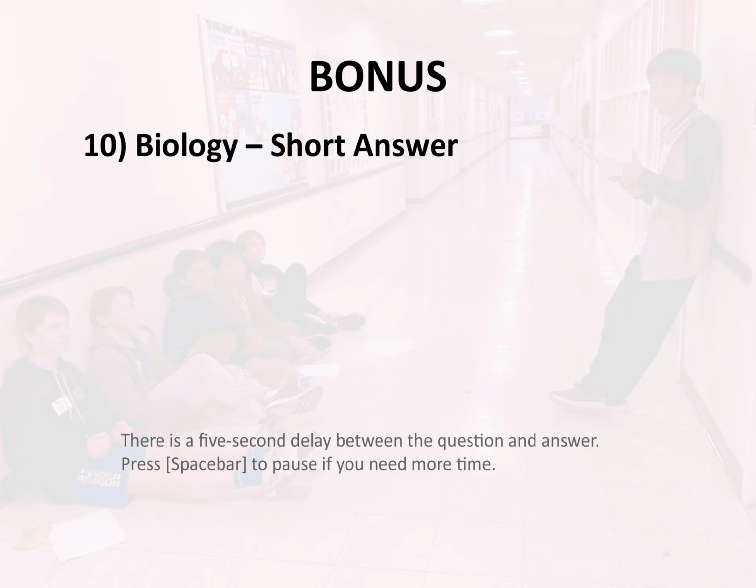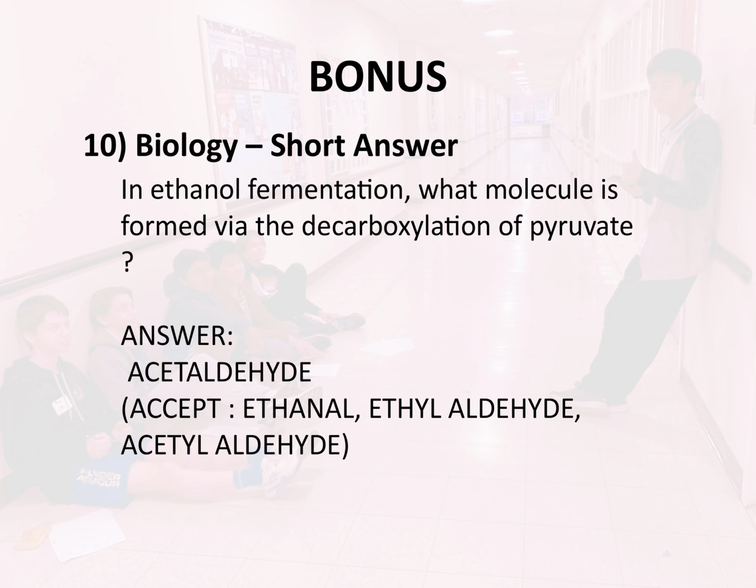Bonus 10. Biology, short answer. In ethanol fermentation, what molecule is formed via the decarboxylation of pyruvate? Answer: acetaldehyde.